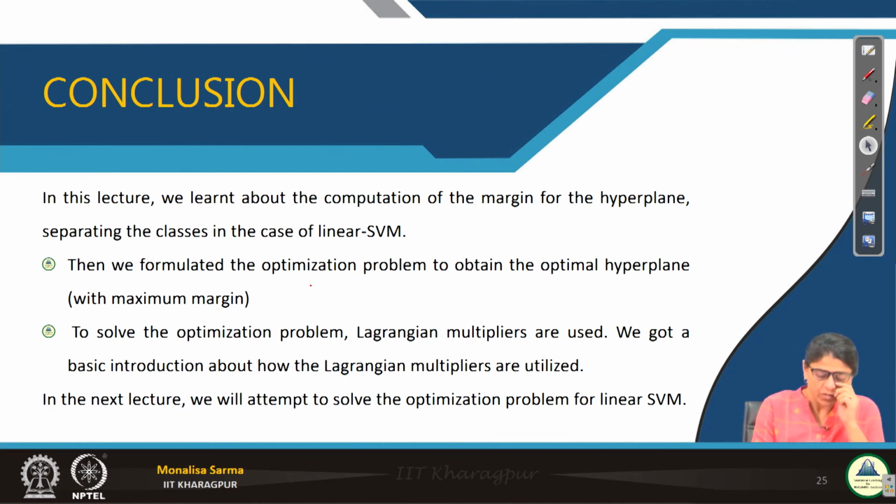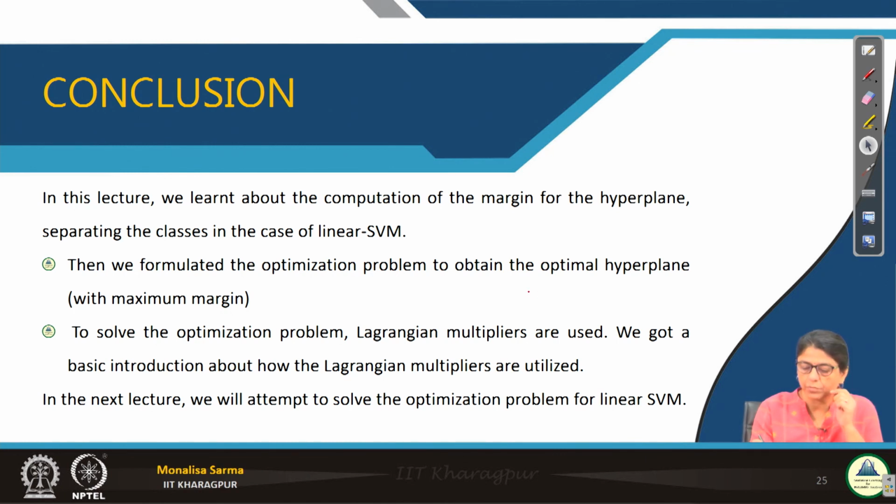Okay. So, now coming to the conclusion, in this lecture we learned about the computation of the margin of the hyperplane, separating the classes in the case of linear SVM. We have seen how to compute the margin. We have seen two different methods. So, what is the margin? Margin is 2 by w, isn't it? So, how we have computed, we have seen.